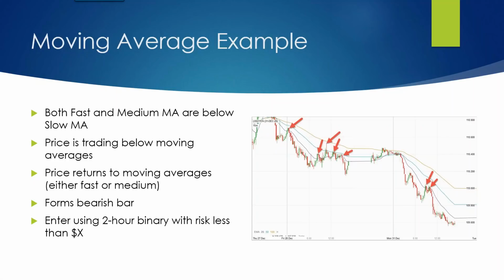Price is trading below all the moving averages. Price returns to the moving averages, either the fast or the medium, and forms a bearish bar. You enter using a 2-hour binary with risk less than X. Why did I put X there? Because every trader in this room has a different risk level. Some of you are going to want to trade in the money. Some are going to want to trade deep in the money. Some of you are going to want to trade at the money. Some of you are going to want to trade out of the money. Just put it in your trading plan.